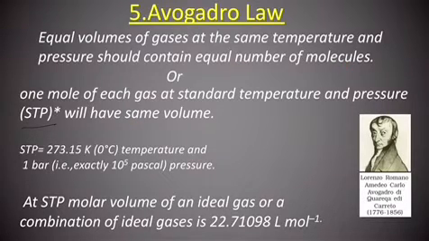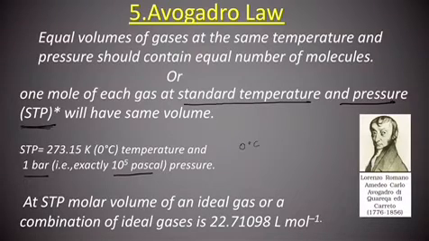Okay, then one important thing is there, STP. What is STP? STP means standard temperature and pressure. The standard temperature is 273.15 Kelvin, that is 0 degrees Celsius, and 1 bar pressure, that is exactly equal to 10⁵ Pascal. This temperature and pressure is taken as STP. Sometimes 0 degrees Celsius and 1 atmosphere is also taken as STP.